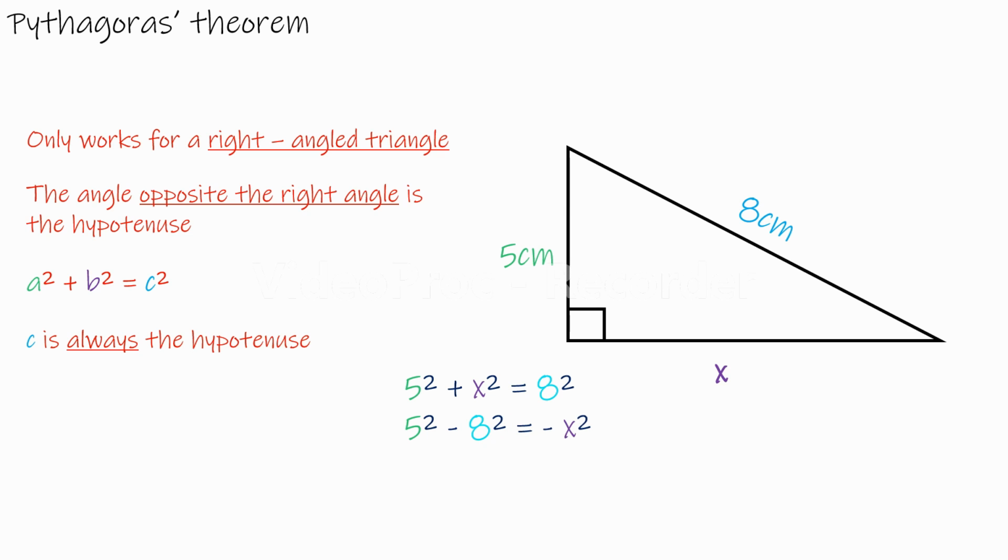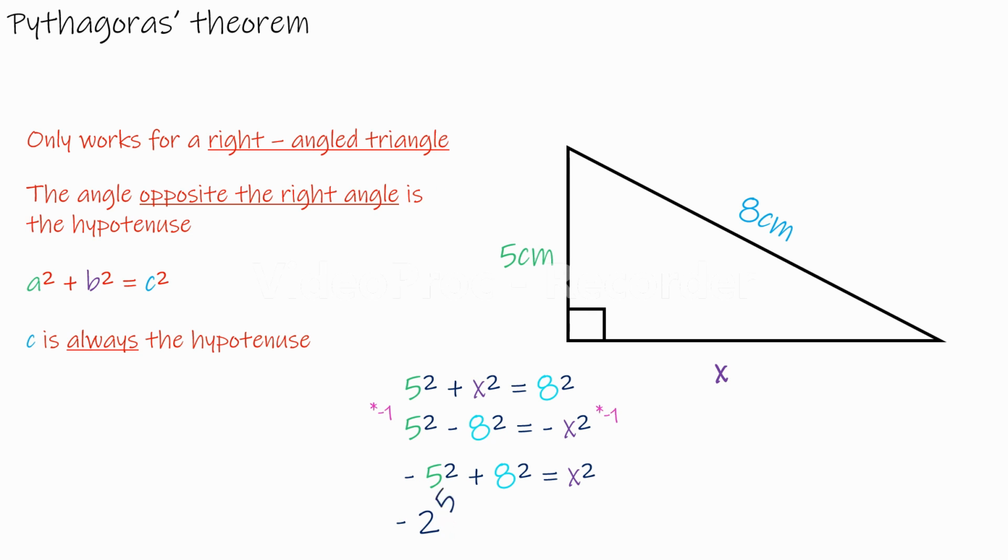Now, we really don't want a minus x squared on the right-hand side here, as we will have to root a negative number, which simply isn't possible. So we're going to times both sides of this equation by minus 1 to give us minus 5 squared plus 8 squared equals x squared. This is perfectly fine, and you can do this as long as what you do to one side, you do the exact same to the other side.